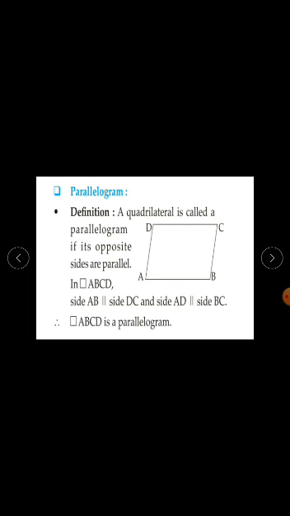A quadrilateral is called a parallelogram if its opposite sides are parallel. So, in this quadrilateral ABCD, side AB is parallel to side DC and side AD is parallel to side BC. Therefore, quadrilateral ABCD is a parallelogram.